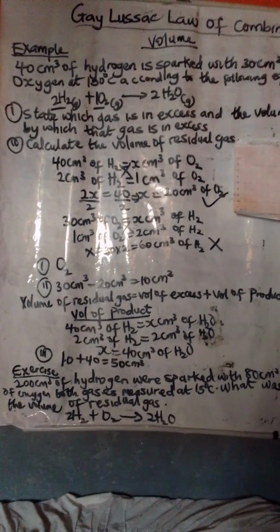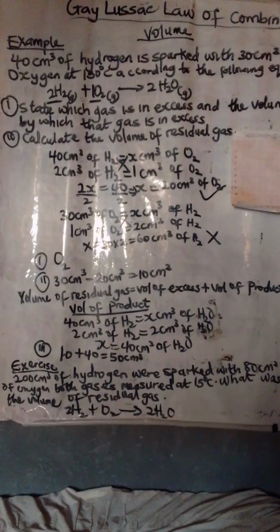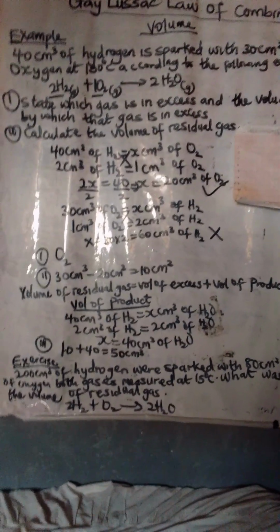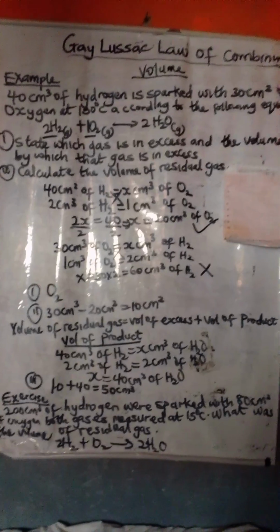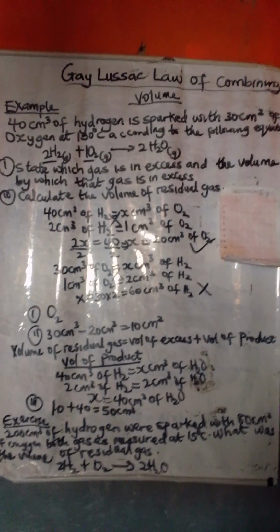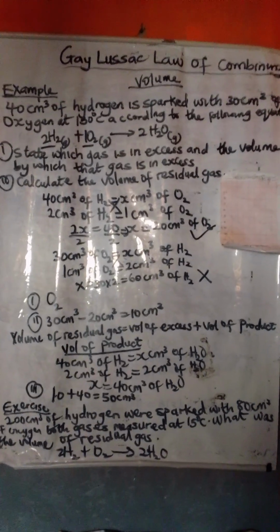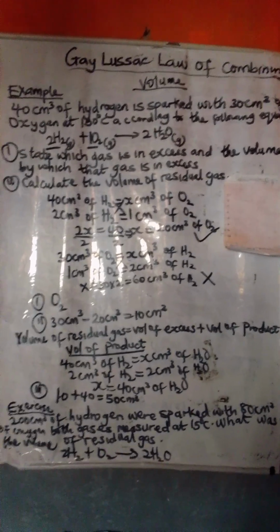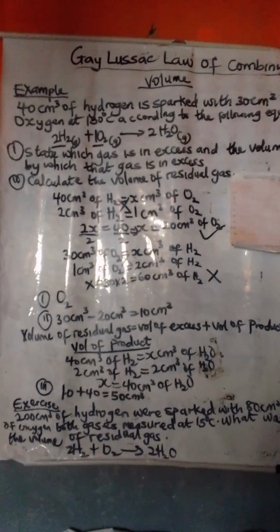You have an exercise. 200 cm³ of hydrogen was packed with 80 cm³ of oxygen, with the gas measured at 15 degrees Celsius. What was the volume of residual gas? You are asked to calculate the volume of residual gas. You know the volume of residual gas is volume of excess plus volume of product. So for you to get that, you need to calculate the volume of excess.